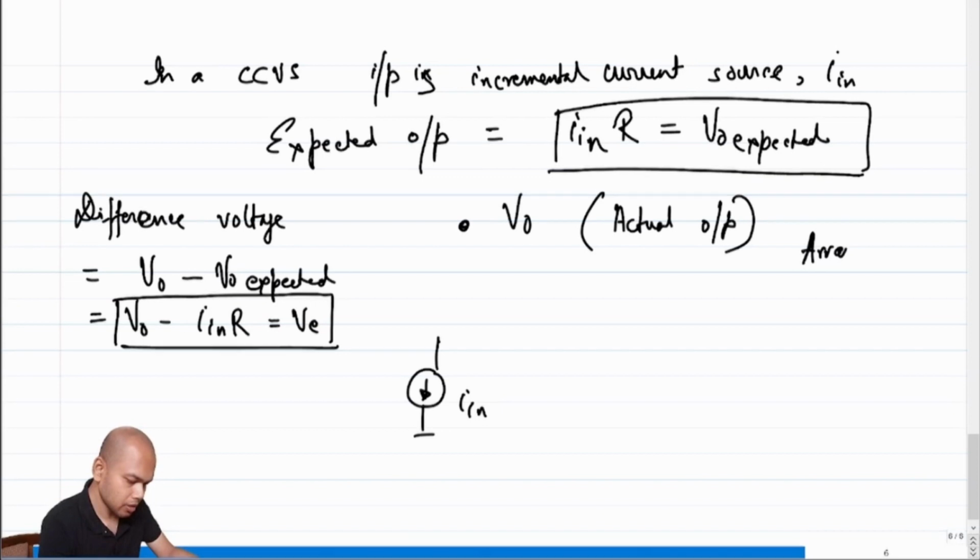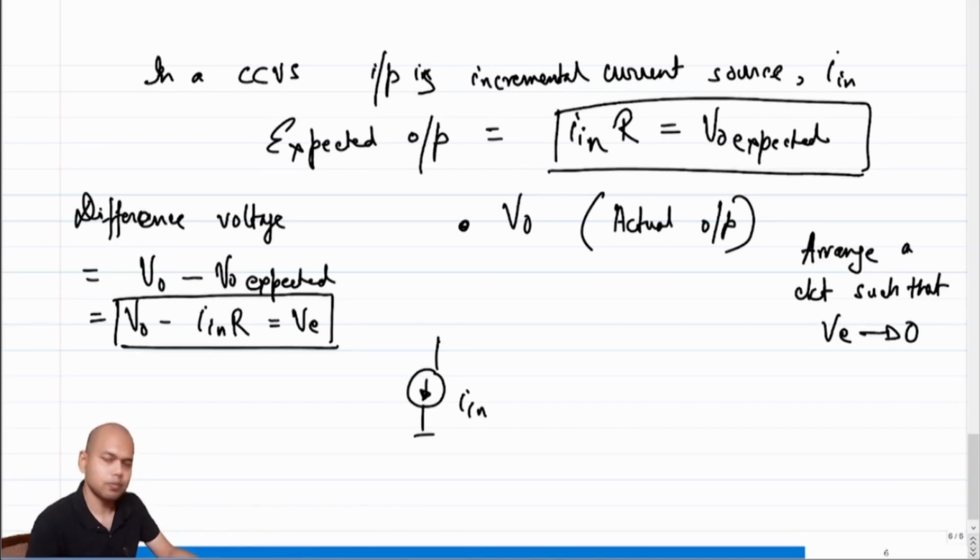Arrange a circuit such that VE tends to 0. Okay, so then, if we have to arrange something to make VE tend to 0, then obviously we'll have to ensure that we first generate VE. So how do you generate VE?